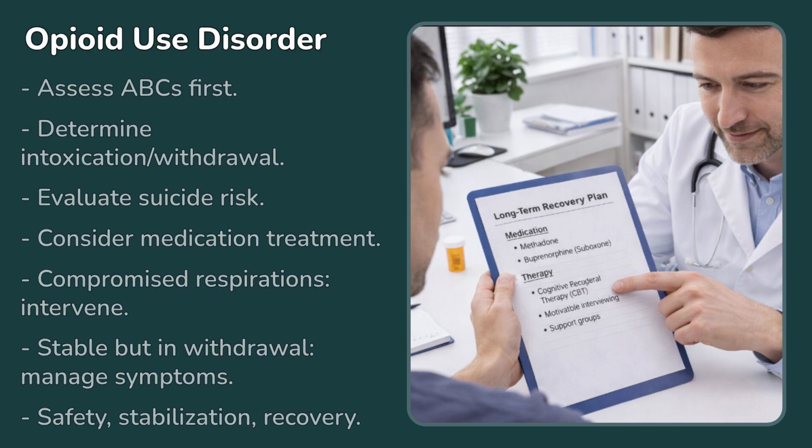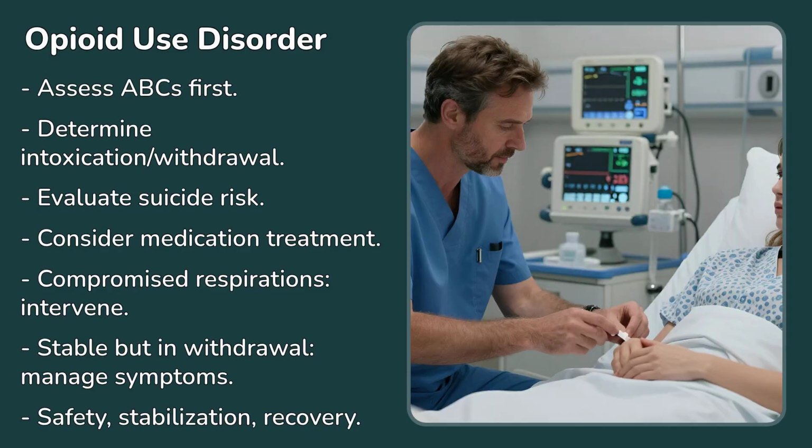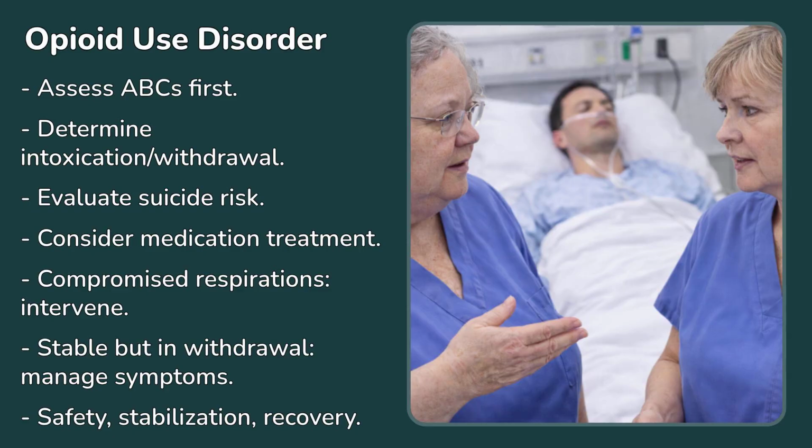When answering NCLEX questions related to opioid use disorder, think in order of priority. First, assess airway, breathing, and circulation. Second, determine if the patient is intoxicated or in withdrawal. Third, evaluate suicide risk and co-occurring mental health conditions. Fourth, consider long-term stabilization with medication treatment. If respirations are compromised, intervene immediately. If a patient is stable but uncomfortable in withdrawal, provide symptom management and explore treatment options. Safety first, stabilization second, long-term recovery planning third.